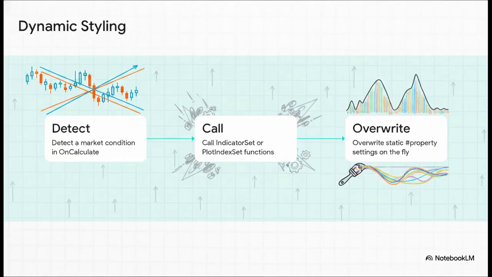The best part, that paint doesn't have to be static. MQL5 lets you style dynamically. Imagine wanting your indicator line to glow red the second a moving average crosses a certain threshold. Here's how you do it. First, detect that market condition right inside your OnCalculate engine. Second, call specialized functions like IndicatorSetInteger or PlotIndexSetInteger. Third, let those overwrite your static property settings on the fly. You are literally changing the indicator's paint job in real time, tick by tick, based entirely on live price action. It's a real game changer.